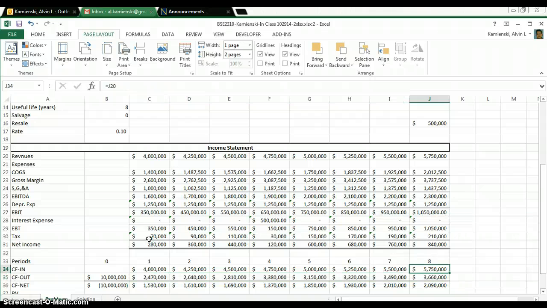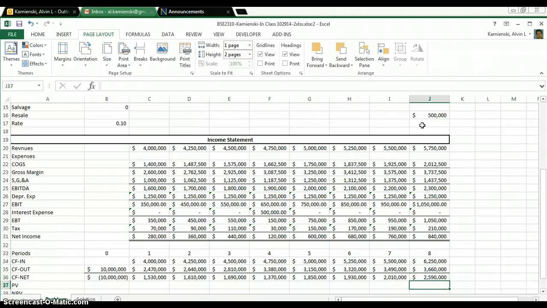And then the last thing that we have to do is recognize that we do have this resale of $500,000 in the very end as a supplemental cash flow from investment in. And now we have a fully built timeline.